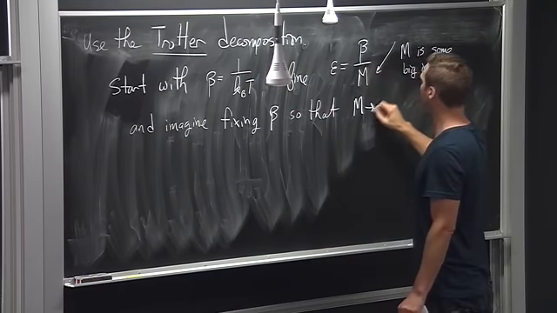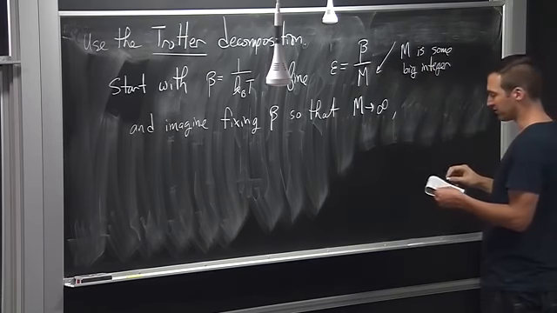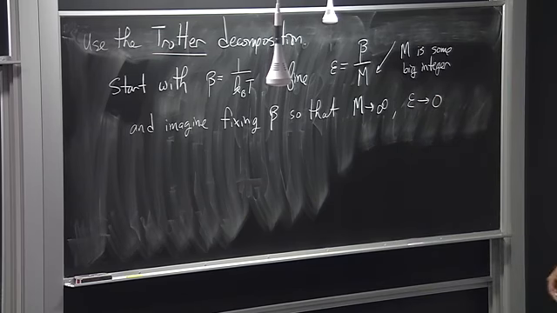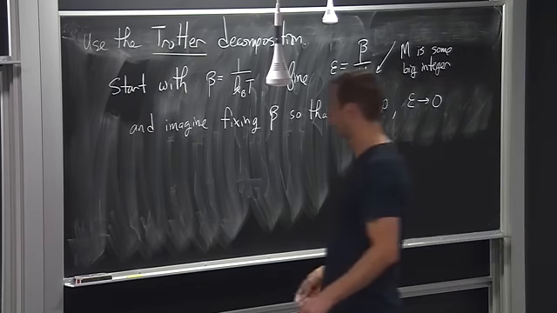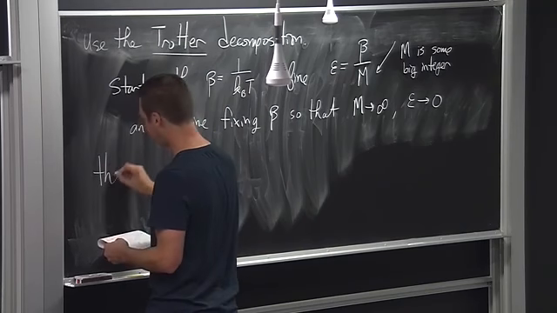So that when m goes to infinity, epsilon goes to 0. So the finer and finer I chop up my inverse temperature, the smaller epsilon gets. So now we're going to use epsilon as a type of perturbation parameter.